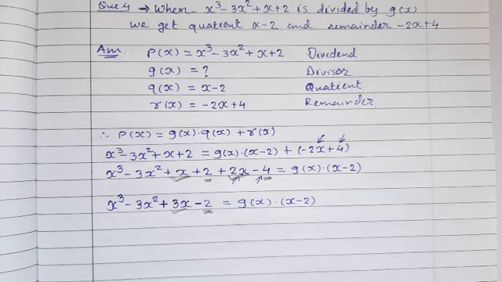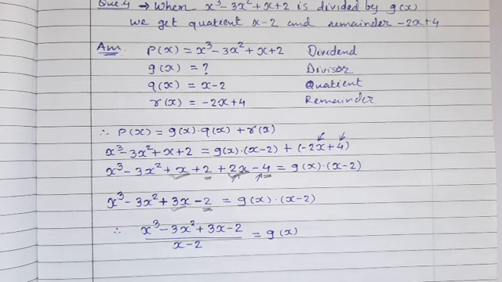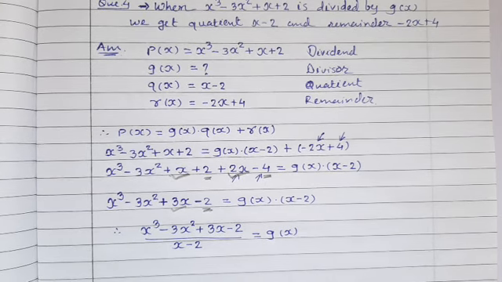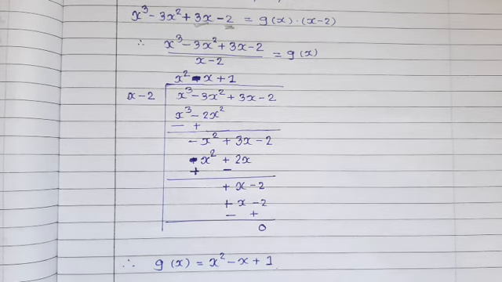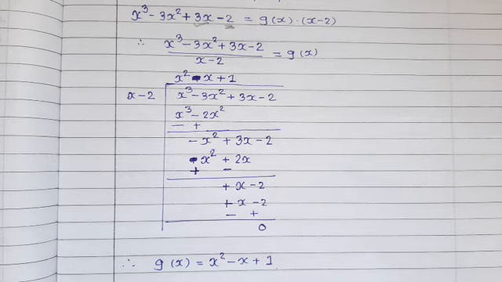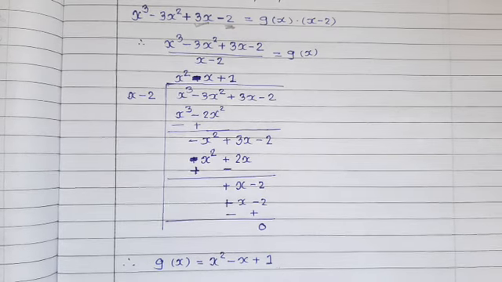gx. I have to bring that term to the left hand side. So x minus 2 is in multiplication with gx, so when I bring it to the left hand side, it will come in division. So this will happen. And now to find out value of gx, I have to do the division procedure. So when we divide the given polynomial x cube minus 3x square plus 3x minus 2 with x minus 2, the quotient we get is x square minus x plus 1, and the quotient we got is the value of gx.